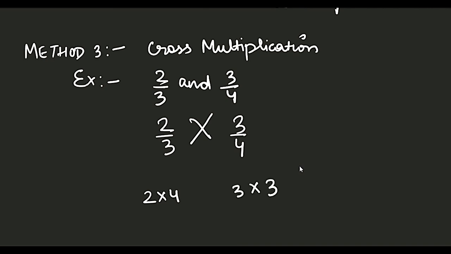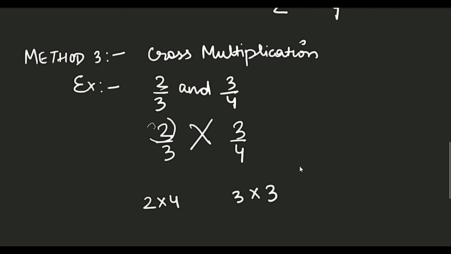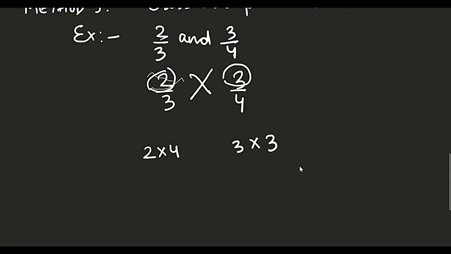The catch here is we'll always take the number from the numerator side, not from the denominator side. Here the numerator in the first fraction is 2, so we'll move 4 towards 2. And in the other fraction, which is 3 upon 4, we'll move 3 towards this 3. It cannot be the other way around. It cannot be that we're bringing 2 to the bottom. We'll bring the denominator number to the numerator side, and then we'll multiply in this cross multiplication. So this is the correct technique.